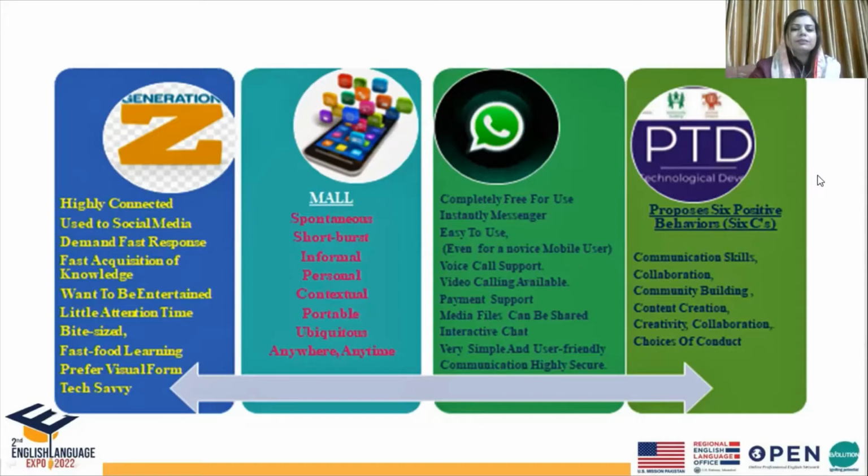and they're tech savvy. As far as our mall tools and their characteristics are concerned, we can say that mall is mobile assisted language learning, and there are a number of mobile assisted language learning tools which are readily available through mobiles. And the characteristics of all these mall apps are that they're very spontaneous, short burst, informal, personal, contextual, portable, ubiquitous, and you can use them anywhere, anytime. As far as the use of WhatsApp is concerned, why it is becoming so popular, here are certain reasons.